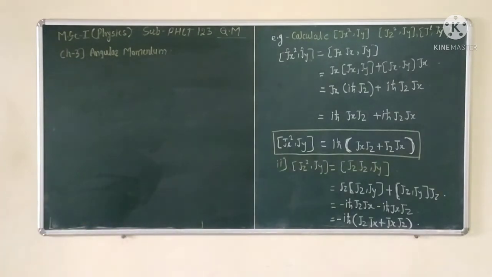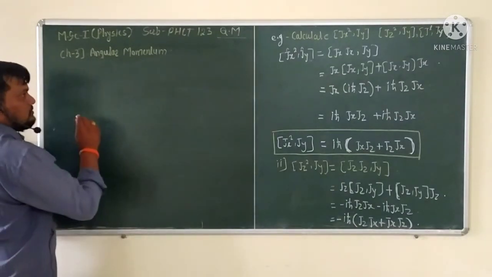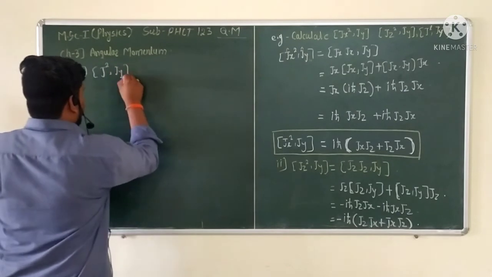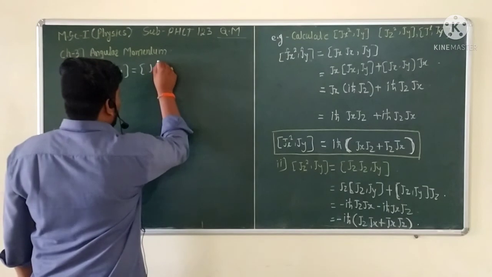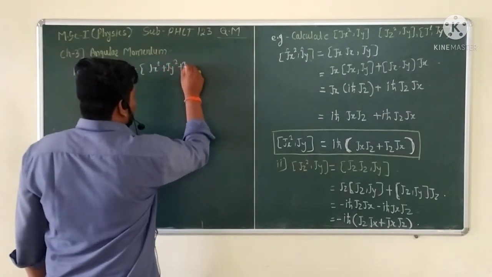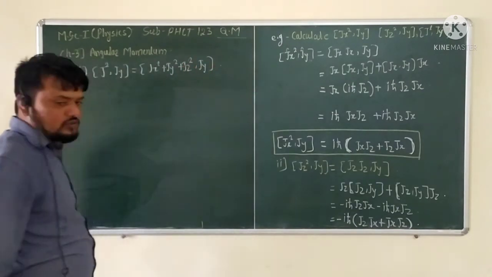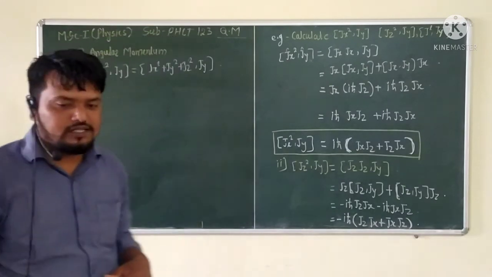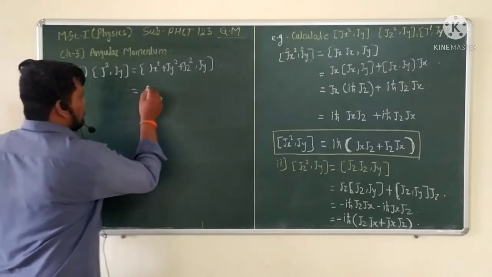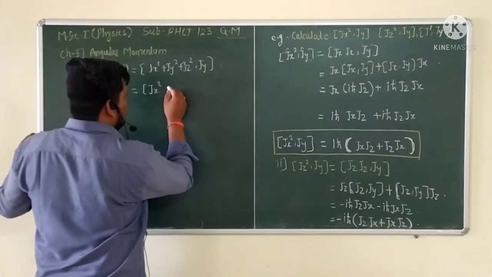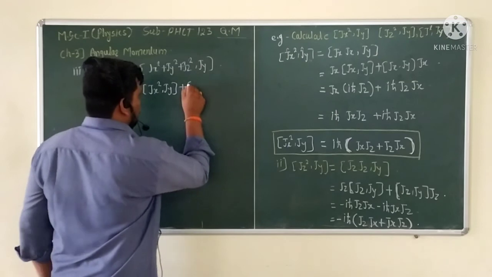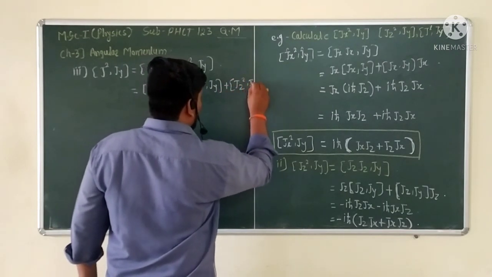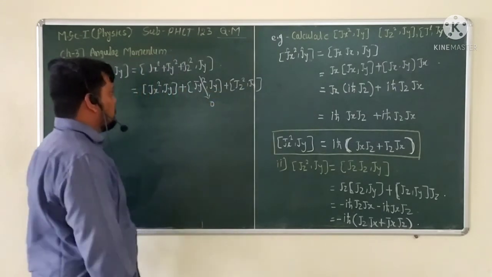Now we want to solve the commutation relation, the third equation, [J², Jy], which is [Jx² + Jy² + Jz², Jy]. This splits into [Jx², Jy] plus [Jy², Jy] plus [Jz², Jy], and [Jy², Jy] is nothing but 0.